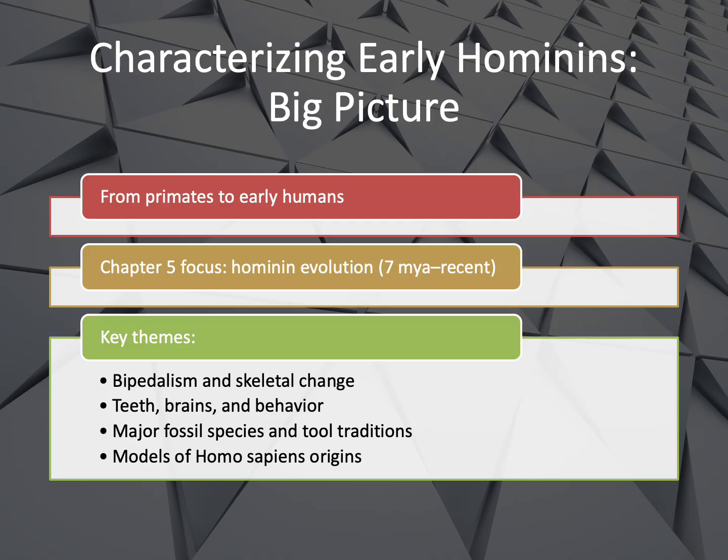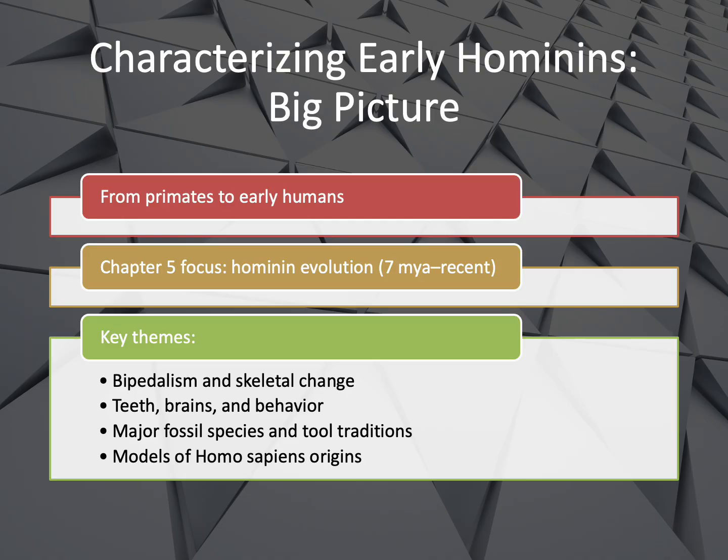Finally, it zooms out and it asks, how did our own species, Homo sapiens, emerge from this very crowded cast of characters? That's where the different models of modern human origins, which we'll talk about, replacement, multi-regional, and assimilation, come in.